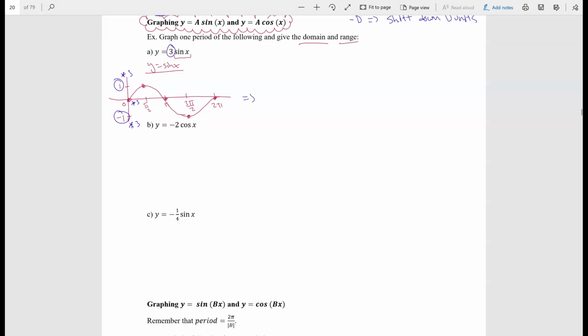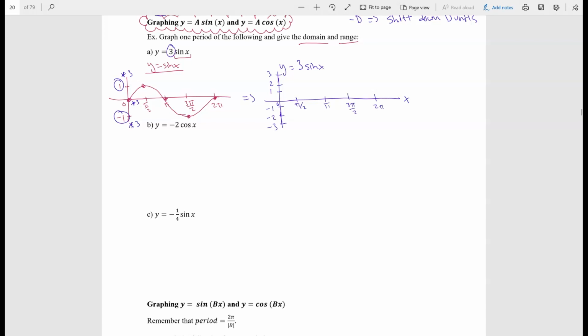So basically, if I were to have 3 sine of x, that is saying that I'm multiplying everything by a factor of 3. So instead of being 1, 2, 1, it's going to be 1, 2, 3, 1, negative 1, negative 2, negative 3. Did anything happen to the x values? No, nothing happened to the x values. The only thing that this 3 did is just stretch it. So this is still going to be pi over 2, pi, 3 pi over 2, 2 pi.